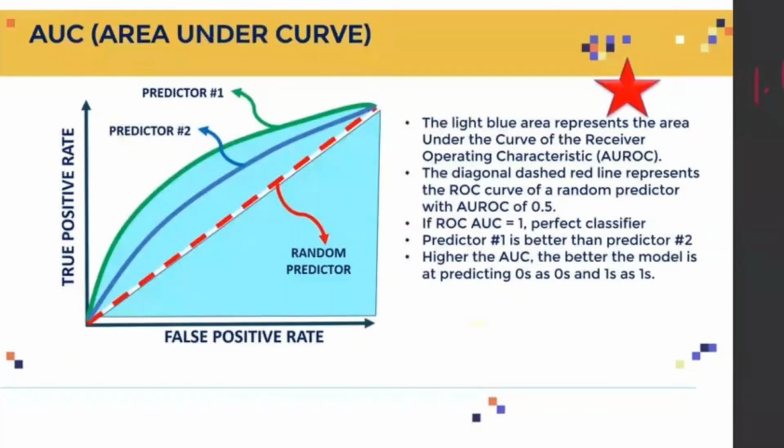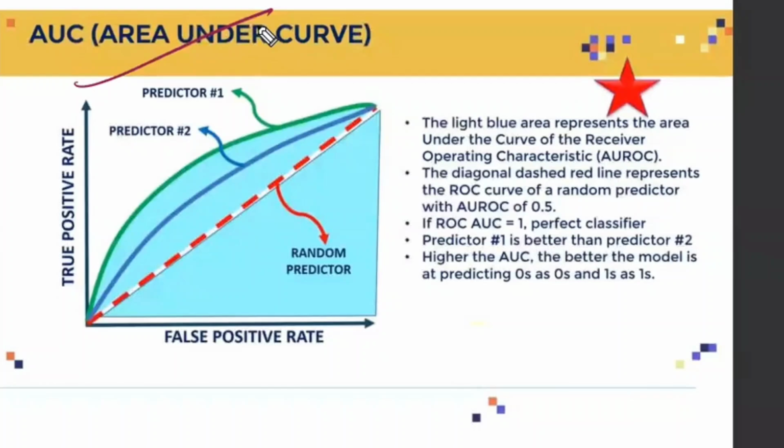Out of all these metrics, that is accuracy, misclassification rate, precision, recall, sensitivity, specificity, TPR, FPR, all these things, finally, tell me only one, which is the best one. Blindly, AUC is the best one.